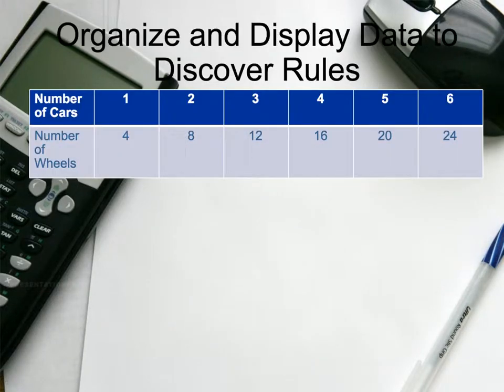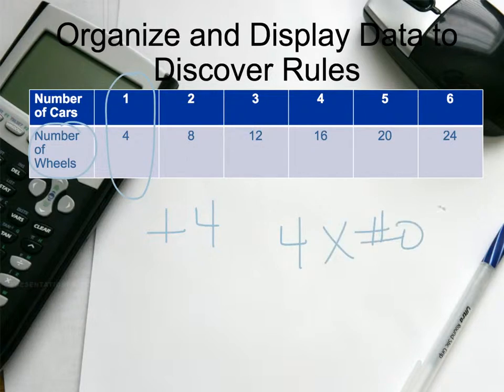We often use tables as a way to organize data so it's easier to see patterns and functions. Whether we look horizontally or vertically at the table, we see the connections between the data and are able to make generalizations about those connections. With each new car, we add four more wheels, or if you look at the number of wheels, it is 4 times the number of cars.